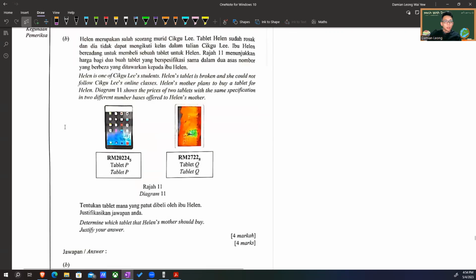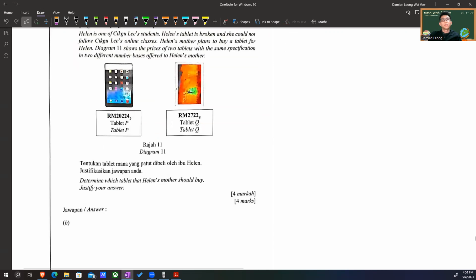Part B. Determine which tablet Helen's mother should buy. So tablet P, tablet Q here, base 5, base 8, the prices. So to compare, I need it to be in the same base. You can change from base 5 to base 8 or base 8 to base 5, or you can even change both to base 10. It doesn't really matter. But we have to compare in the same base.